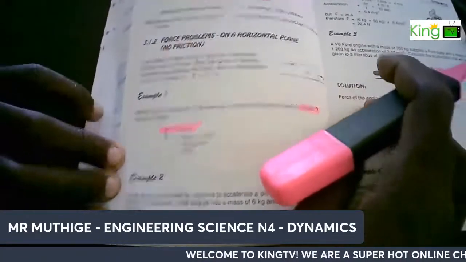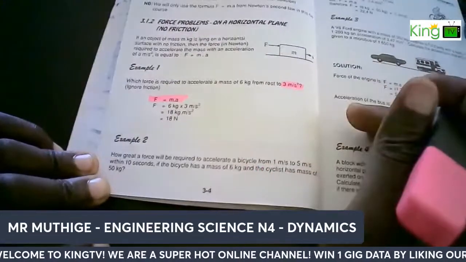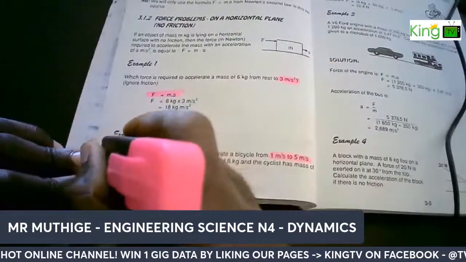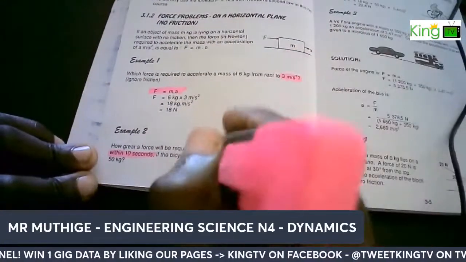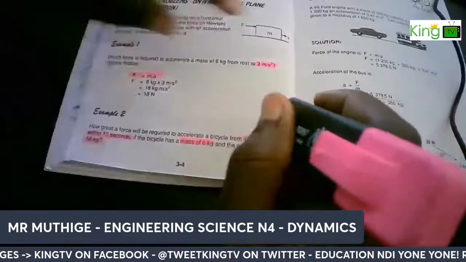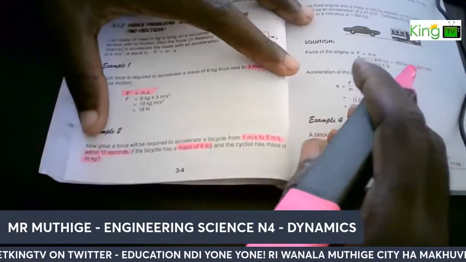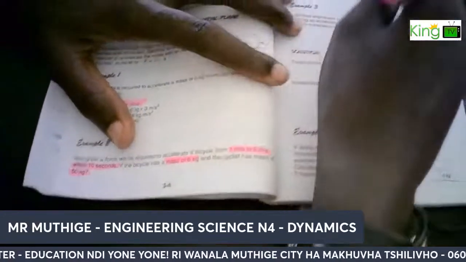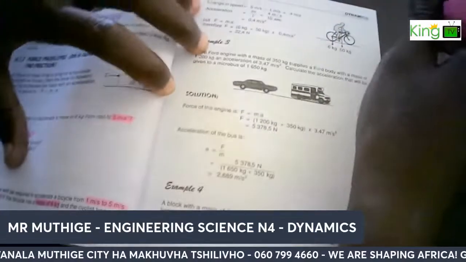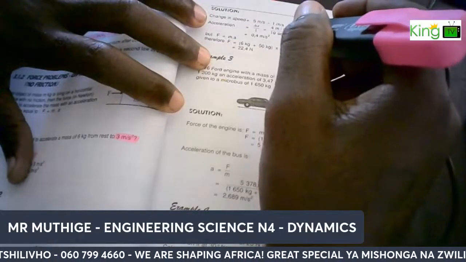There is a second one which looks a bit tougher. How great a force will be required to accelerate a bicycle from 1 meter per second to 5 meters per second within 10 seconds, if the bicycle has a mass of 6 kg and the cyclist has a mass of 50 kg? The mass of the bike is 6 kg and the mass of the boy is 50. Therefore, what is the total mass that we're going to work with? The total mass is 56, of course. Not so?